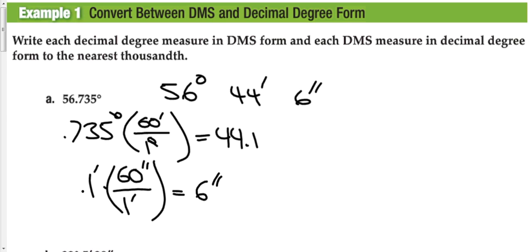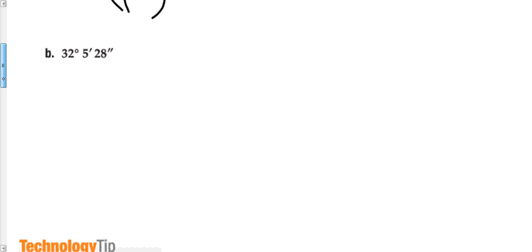Now, we don't usually go any further than that. If there was a decimal to this, I would just put it as 6.5 seconds. We don't usually go any further. We don't break down seconds into any other measure. Okay? Let's try the other way.